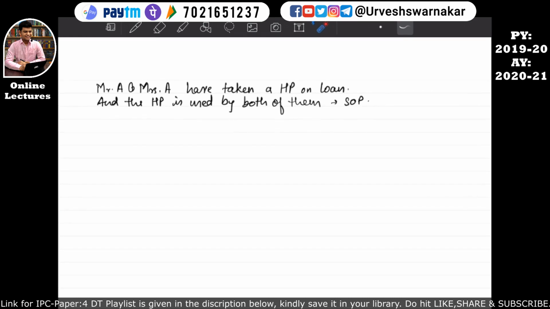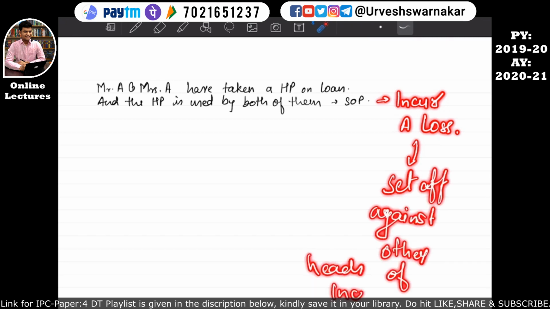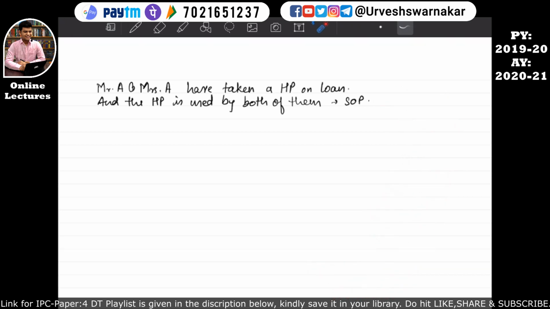And then finally this assessee, Mr. A and Mrs. A, will incur a loss, and this loss can be set off against other heads of income. I hope by now you all have understood this part. So let's see that. The loan taken is of rupees 50 lakhs, and the interest is at the rate of 10% per annum. So they have taken a joint loan. Basically they are husband and wife.